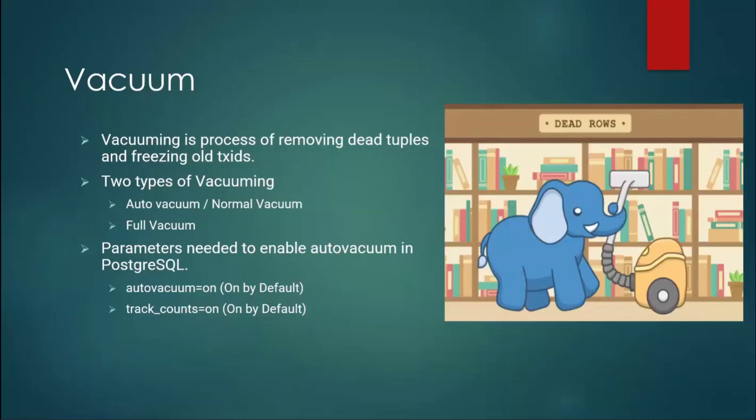This is a continuation class for vacuuming. Yesterday we discussed what MVCC is in PostgreSQL and how transactional consistency works. Today we are going to cover what vacuuming is, what types of vacuuming we have, what settings are involved for auto vacuuming, and what exactly happens when you do vacuuming. This will be followed by practicals, and Darpan, you have some questions for pgBackRest, so we will answer those questions as well.